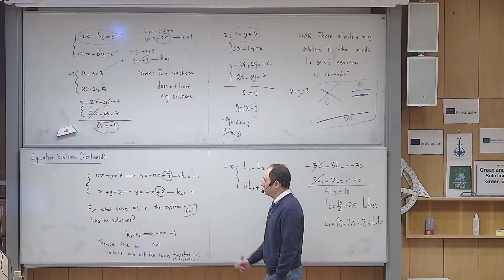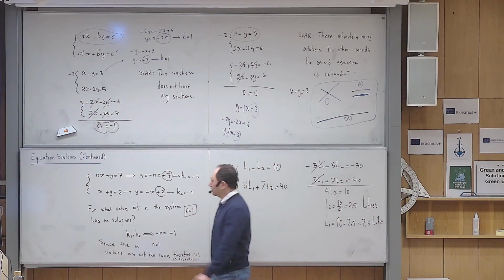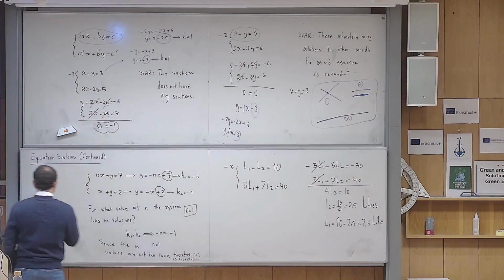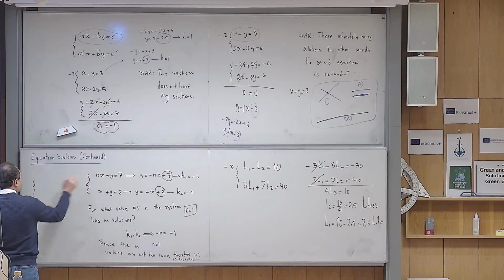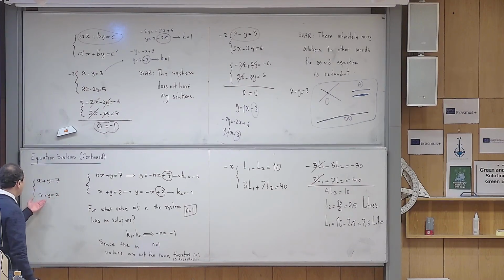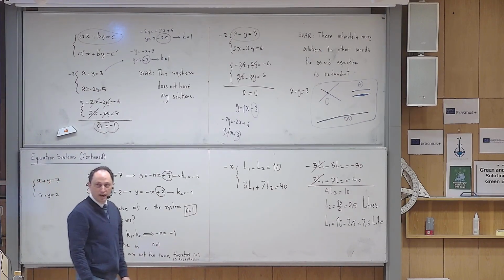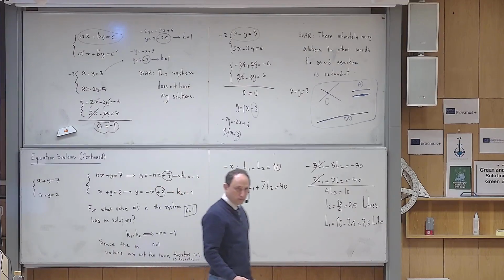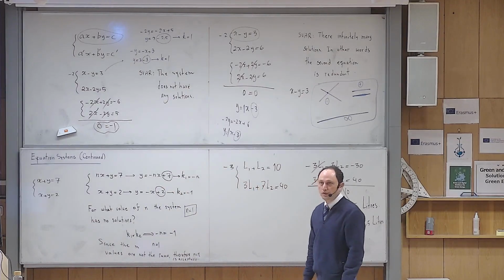And by the way, this is not weird. Why? Because if you put 1 instead of n, what happens? The first equation reads x plus y is 7. The second equation reads x plus y is equal to 2. Of course, this is not possible. It is not possible that x plus y is 7 and at the same time it becomes 2. So it is clear that it should be a contradiction.